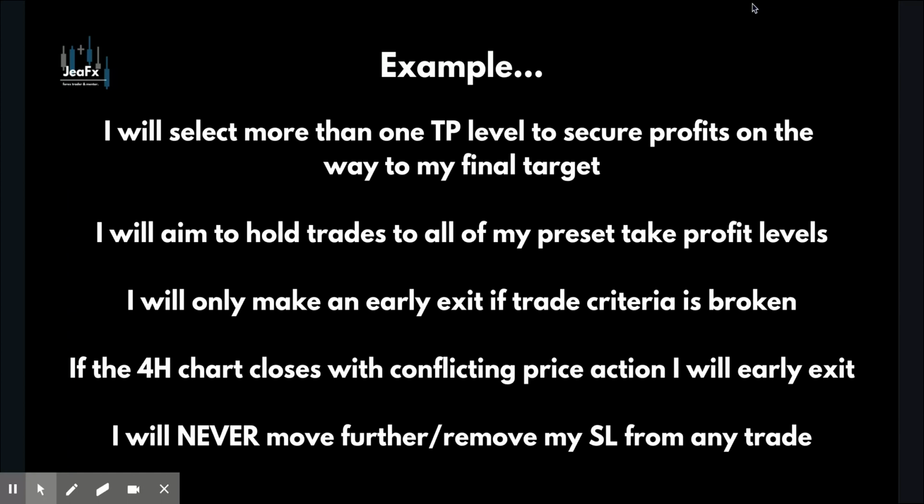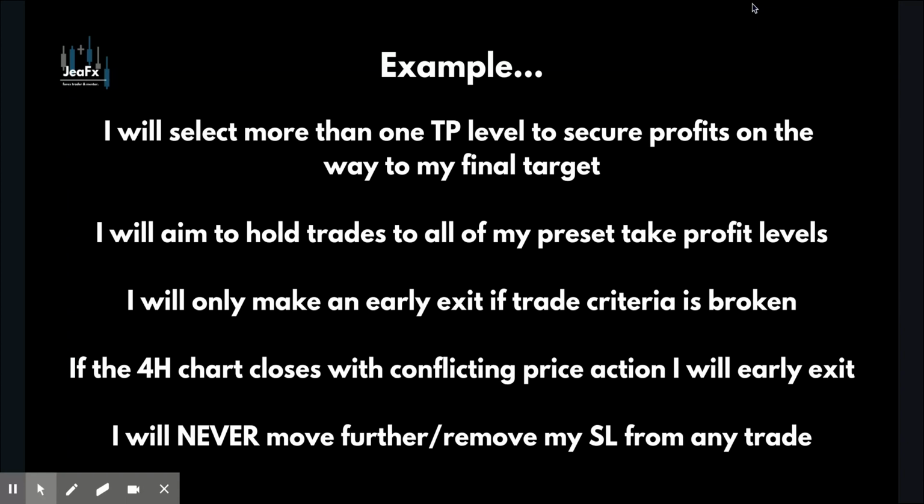I will aim to hold trades to all of my preset take profit levels. Now, this is basically the same again. We preset those take profit levels. We preset, right, when we hit this level, we're going to take half profits. When we hit this next level, we'll take the rest of our profits. Preset these levels and then stick to them, right? Unless there are criteria changes, we will aim to hold all of our trades to all of our preset take profit levels. And that is going to be a big part of our exit strategy.